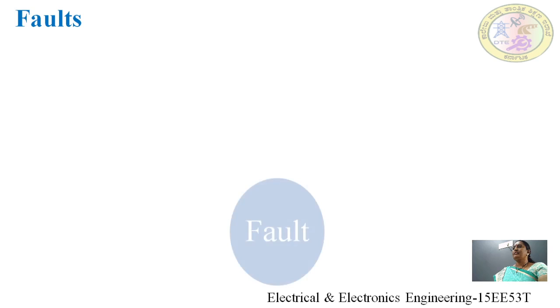Next, we will see what is meant by a fault. A fault is an abnormal condition. One is due to the breakage of the insulator, or it is due to the diversion of the current from its intended path.